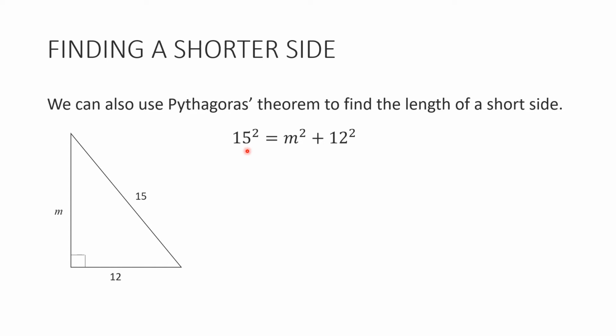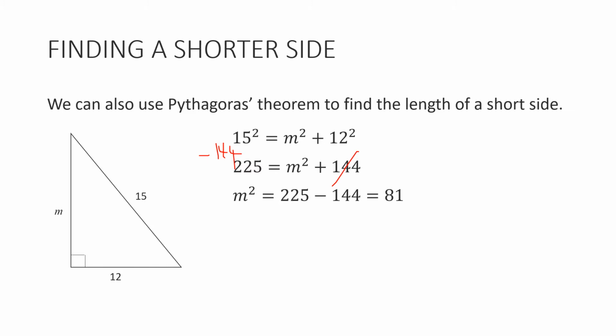Now let's work out this 15 squared and the 12 squared. And now we're going to have to use our skills at solving an equation. So we want to get this m squared by itself, which means we need to move this positive 144. It's going to come over the other side as a minus 144. And then we're going to rewrite it. So m squared is equal to 225, take away 144, which is equal to 81.